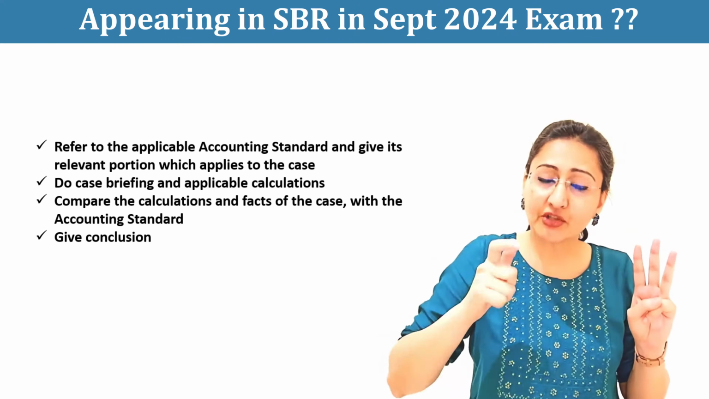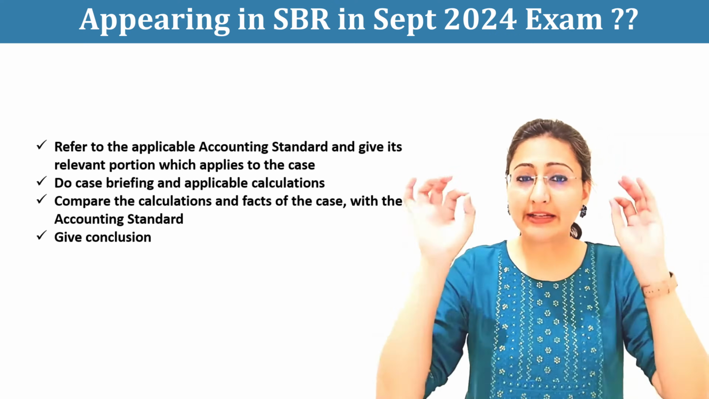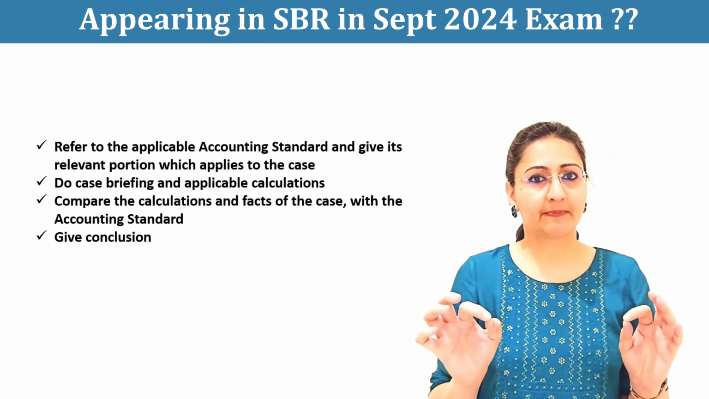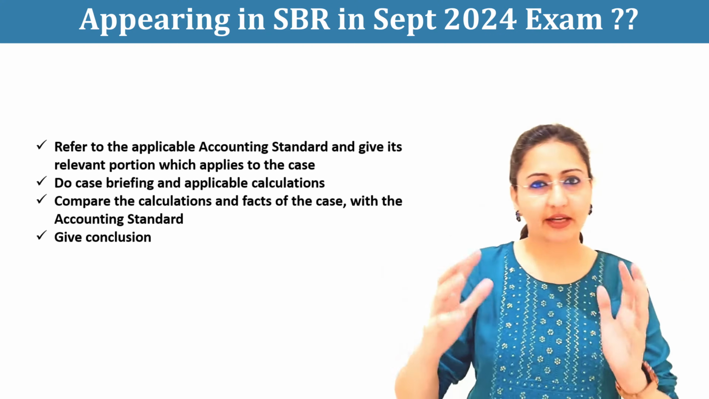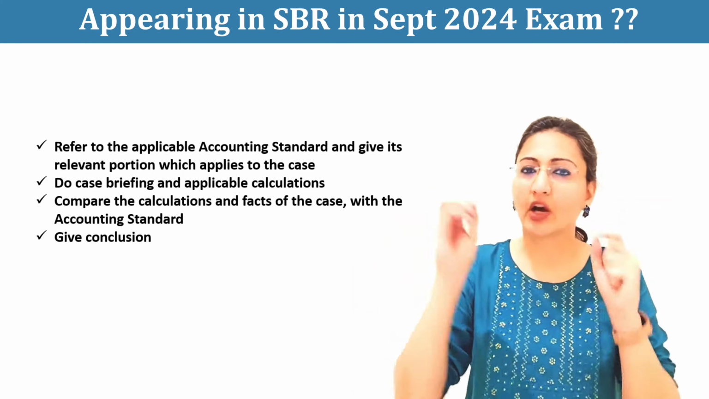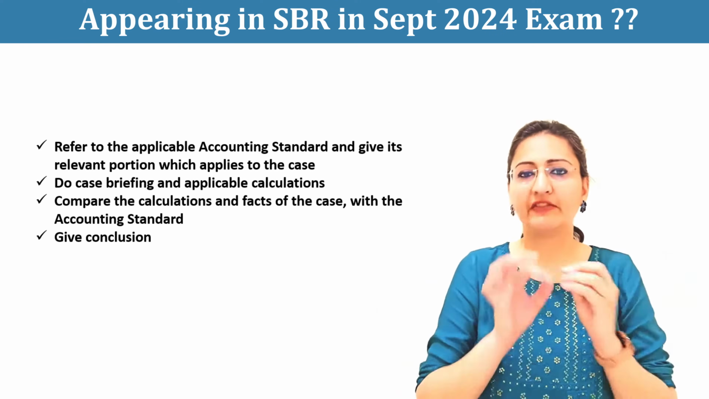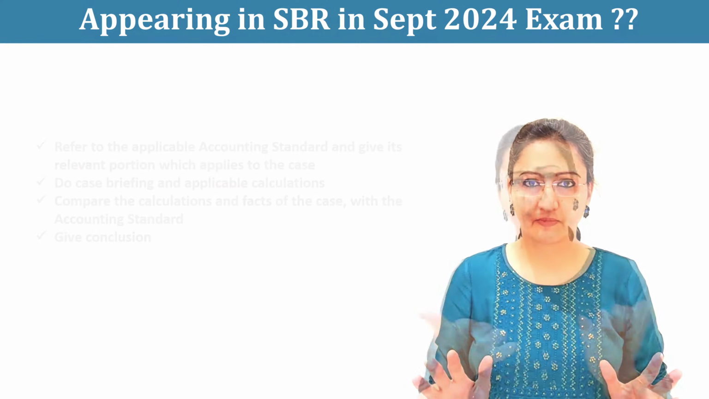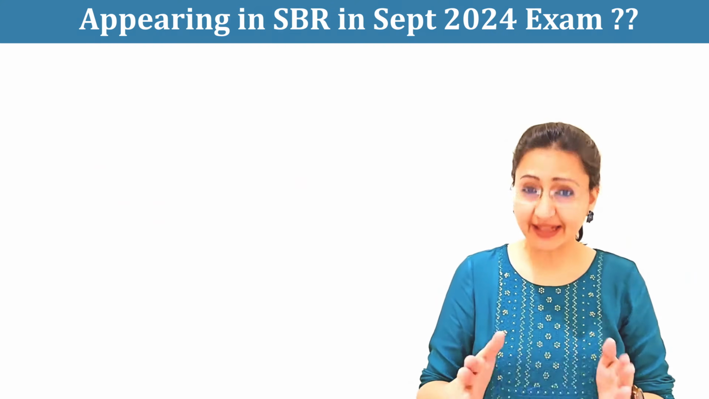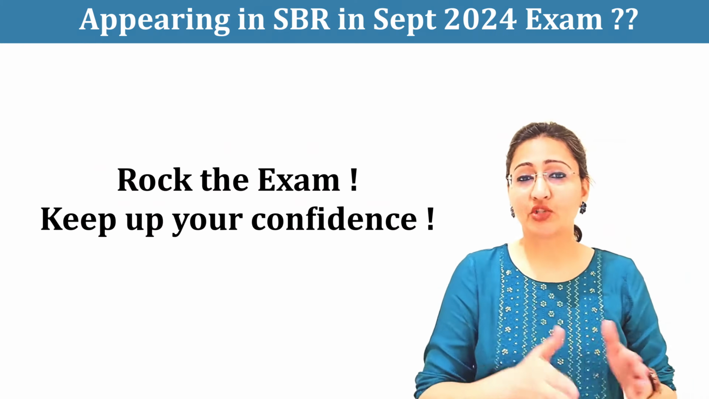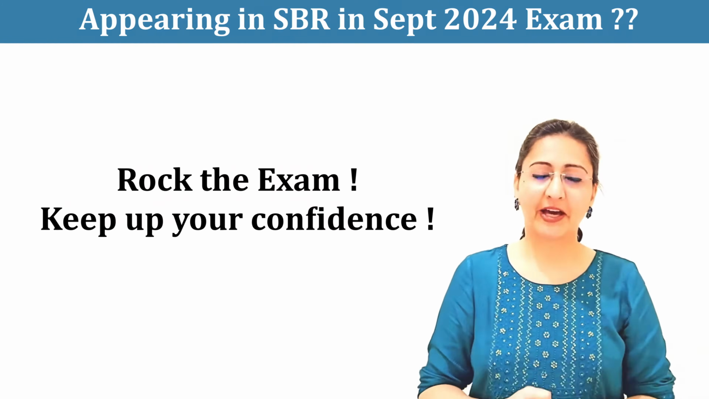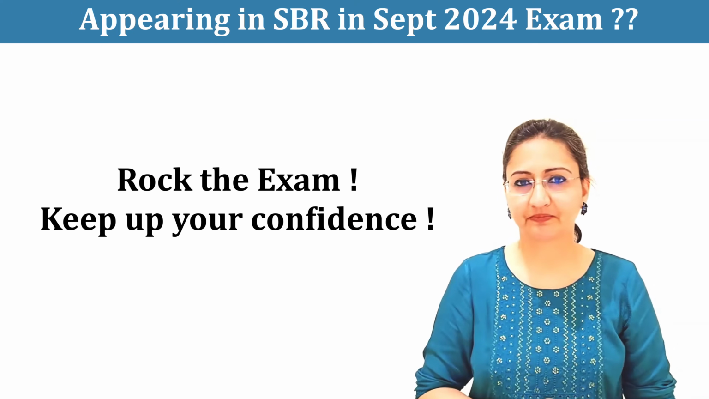That means your discussion should be talking in terms of the numbers of the case and dealing with the standard. That what does the standard say and how it can be applied to this particular case. And then fourth step, give conclusion. Just take care of these things. Very likely, it will increase your chances of clearing your SBR paper in first shot.